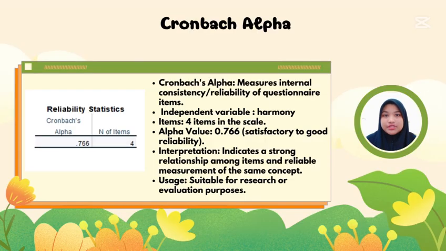Cronbach alpha is a measure of internal consistency or reliability of questionnaire items. Independent variable is harmony and has 4 items in this scale. Alpha value is 0.768, satisfactory to good reliability, indicating a strong relationship among items and reliable measurement of the same concept, suitable for research or evaluation purposes.